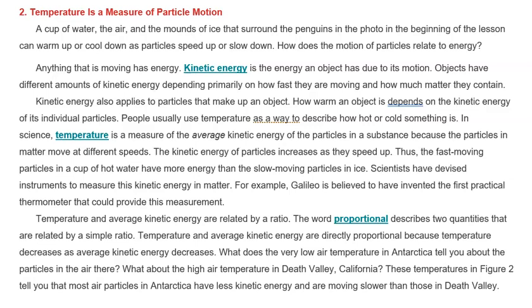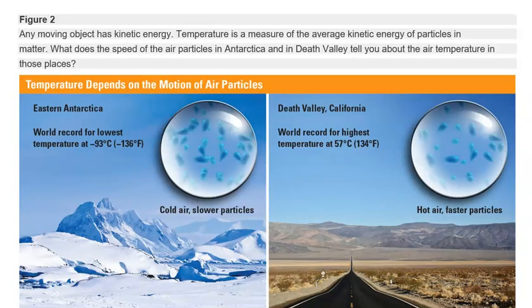What does the very low air temperature in Antarctica tell you about the particles in the air there? What about the high air temperatures in Death Valley, California? These temperatures in figure 2 tell you that most air particles in Antarctica have less kinetic energy and are moving slower, of course, than those in Death Valley. So here's figure 2. Any moving object has kinetic energy. Temperature is a measure of the average kinetic energy of particles in matter.